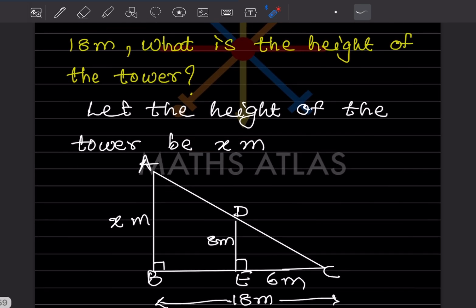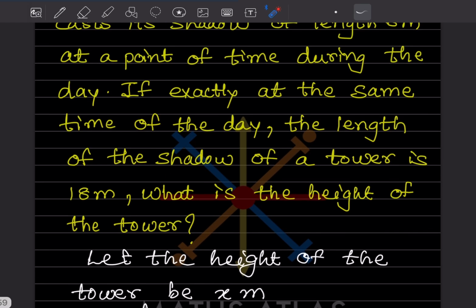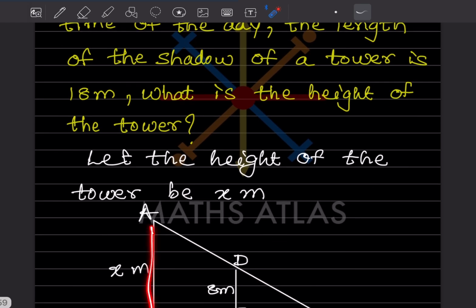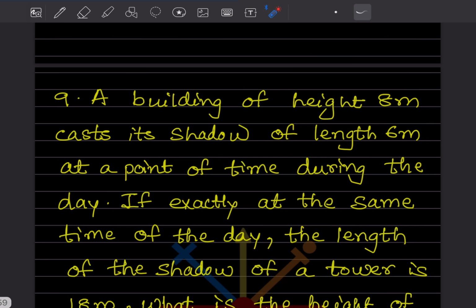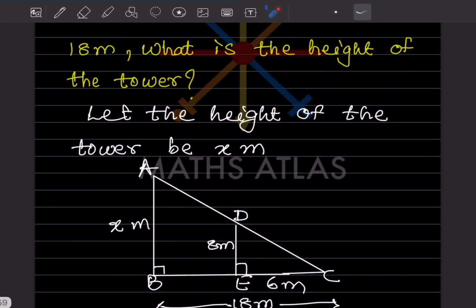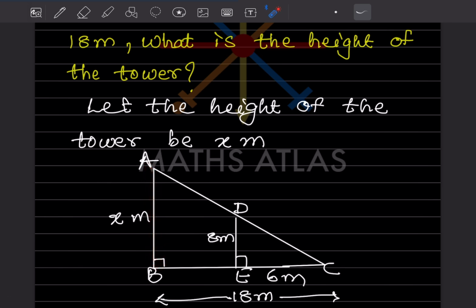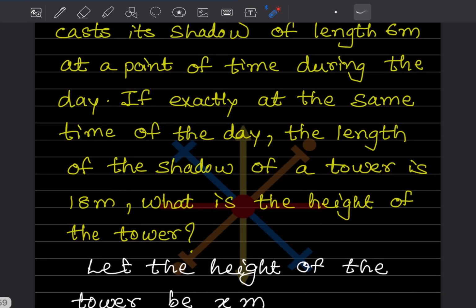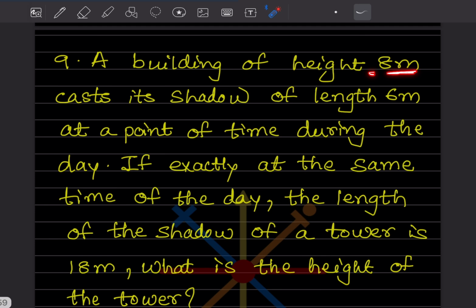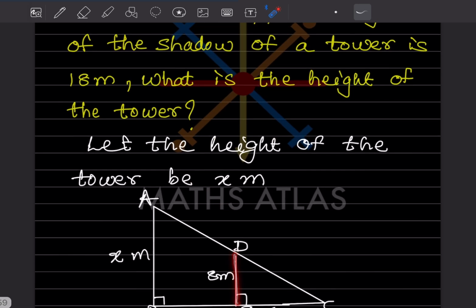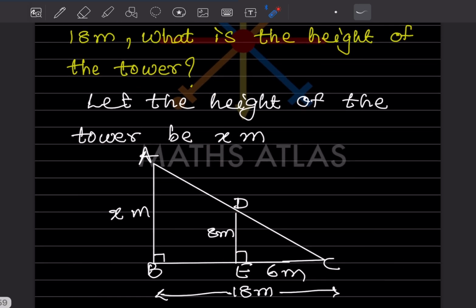Now see here, this is the diagram we are going to draw. This is a tower. What they have said: the building and the length of the shadow of a tower. Two things are given here. So this is the tower and this is the building. This one is x meter. We don't know the height of it. But they have given the height of the building as 8 meters. So this is 8 meter. And then this is the shadow.